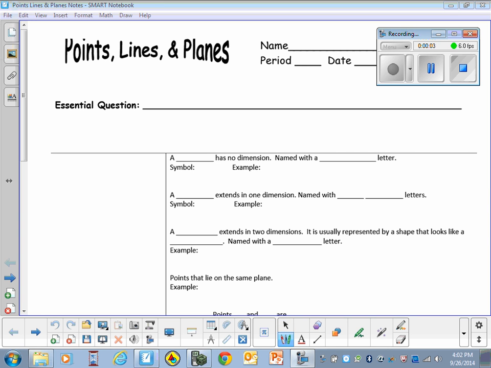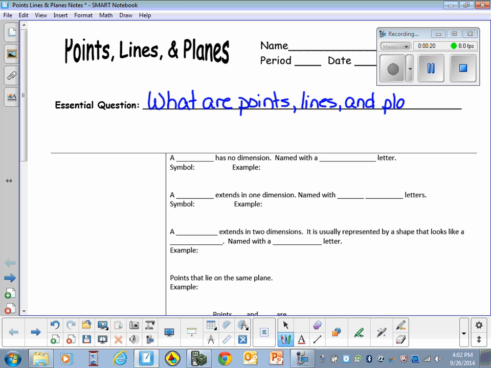Today's essential question is, what are points, lines, and planes? A point.